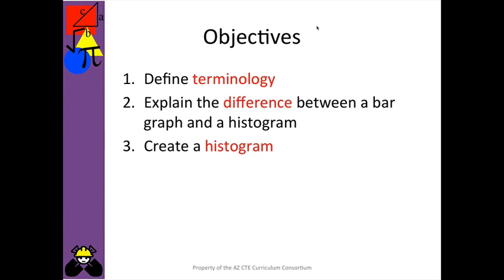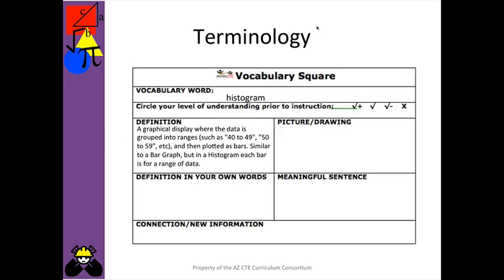Right. So first thing off is we're going to look at our vocabulary. A histogram, its definition is a graphical display where the data is grouped into ranges such as from 40 to 49, 50 to 59, and then plotted with bars. It's similar to a bar graph, but in a histogram, each bar is in the form of a range, and we're going to explain what that means.